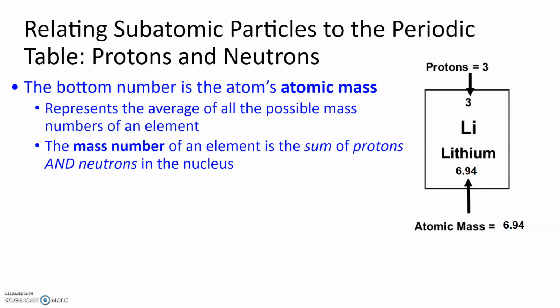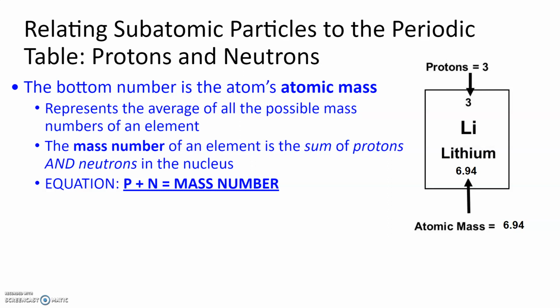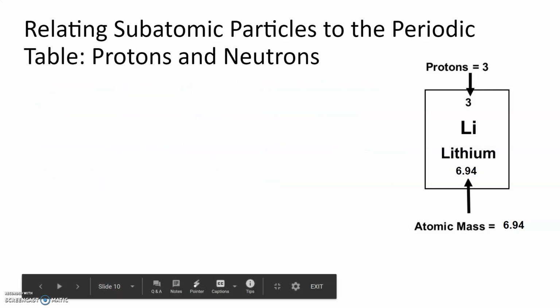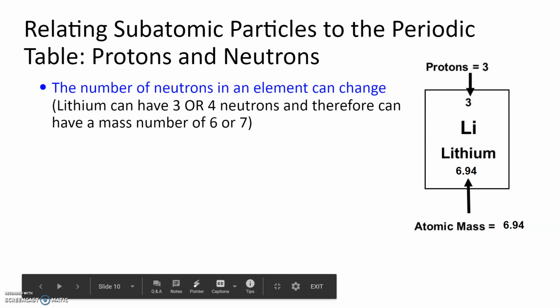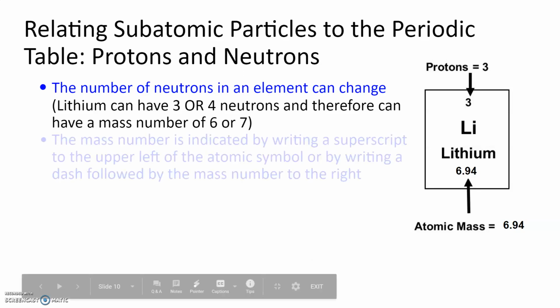And elements can have different mass numbers depending on how many neutrons they have. So our equation that helps us determine the mass number is protons plus neutrons equals mass number. The number of neutrons in an element can change. We said that the number of protons cannot change because it would change the identity of the element, but the neutrons could increase or decrease without causing any problems for the element. So lithium could have 3 or 4 neutrons and therefore can have a mass number of 6 or 7.